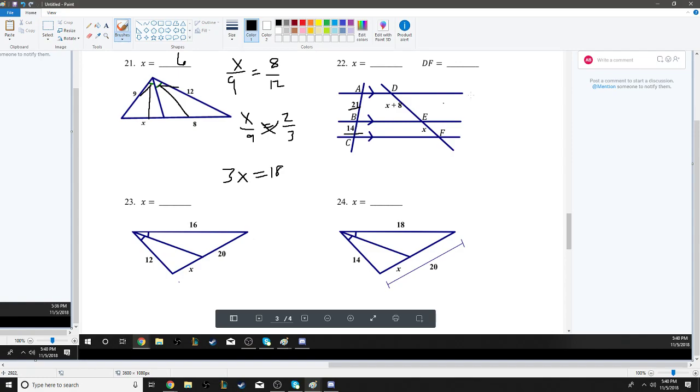I'm going to do top over bottom. So this is going to be a 3 over 2. When you reduce this, this is actually, remember, a 21 over 14, but I'm reducing it. And that's equal to top x plus 8 over x. Cross multiply. So 2 times x plus 8 is equal to 3x. This is 2x plus 16. Don't forget to distribute. Is equal to 3x. And subtract 2x on both sides to get x is 16.